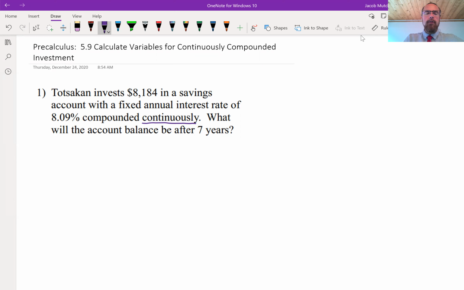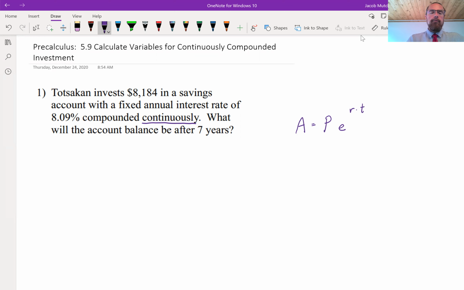Our formula for compounding continuously is as follows. It'll be some future amount A equals the principal times base E to the power of the rate times the time. So from an initial inspection, it's a simpler formula than what we would use for compounded interest at certain discrete intervals. And that's good news for us because it makes the calculation simpler.